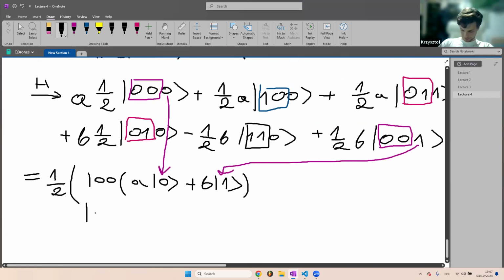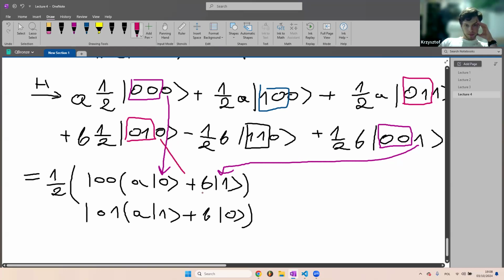With, now we go with 0, 1. And the 0, 1 is labeled as right here. So actually we have A1 plus B0. Okay, so B0 goes here and A1 goes here.